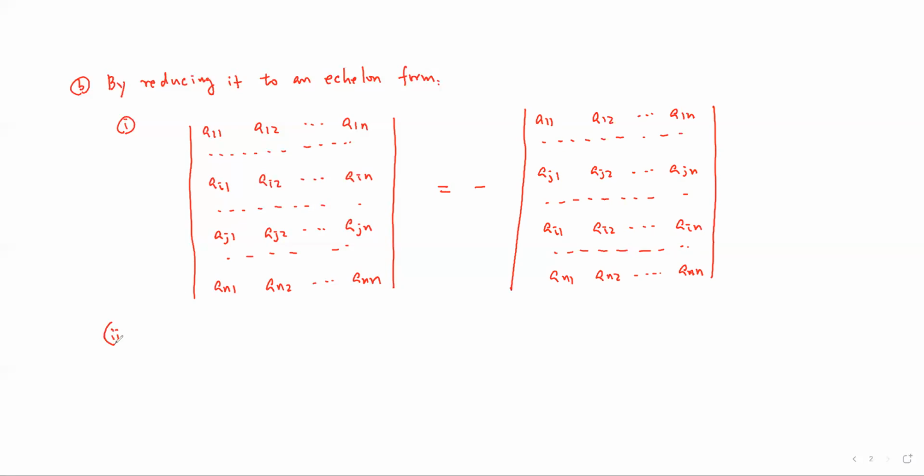Formula 2. Suppose some row of the determinant is c times a_i1, c times a_i2, up to c times a_in. c is a common factor of the entries on row i. The last row is a_n1, a_n2, up to a_nn.